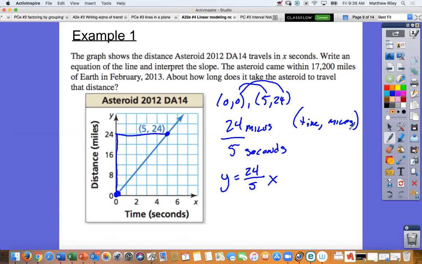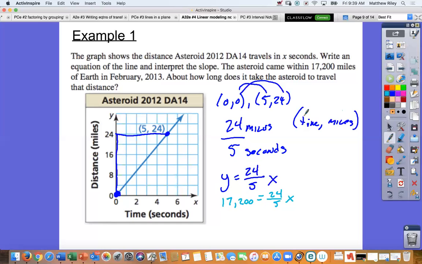Okay. Somebody please walk me through how in the world did you do this? Well, if miles is the y, I just put the 17,200 miles as the y, equals 24 over 5x, and solved from there, and I got 3,583.3 repeating seconds. And that's exactly right.